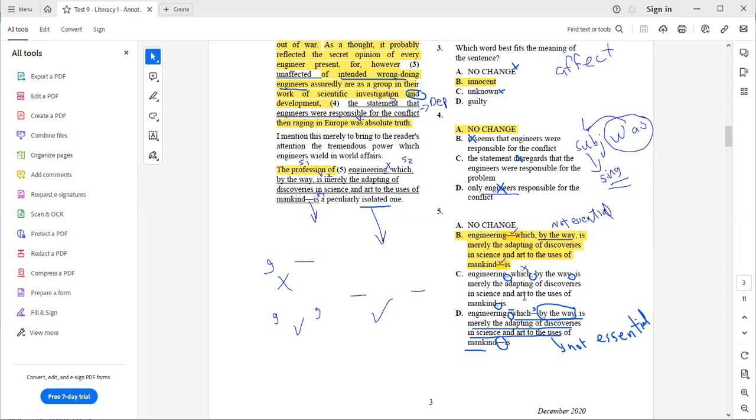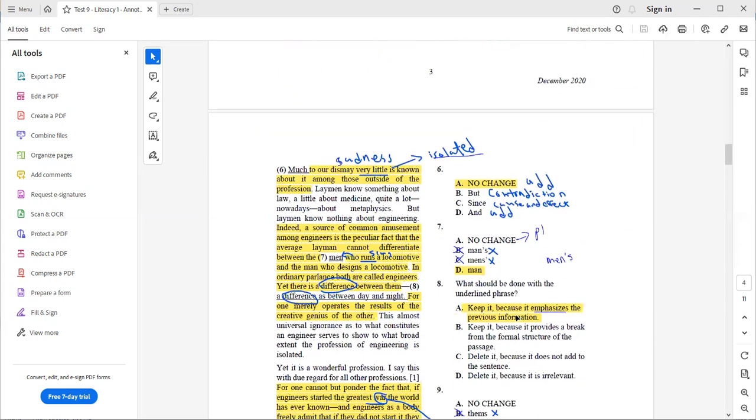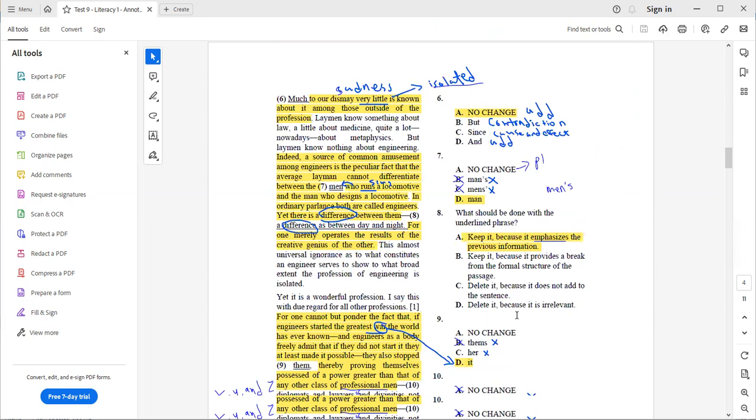B, the same thing. Many commas. It's wrong. Here we have the dash in the wrong place, because the dash must start from which, not from by. Thank you, Engineer Zaina.